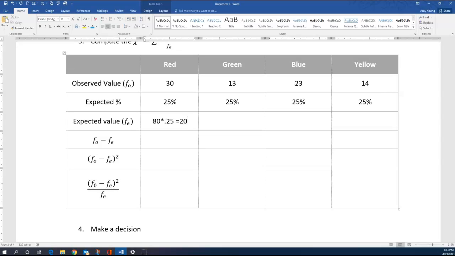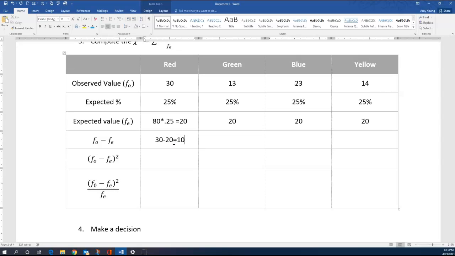Now, since the expected value for each one of these is the exact same because our percentage is the exact same, every one of these is going to be 20. We expect it to be even across the board, that all infants evenly like them. Okay, so the next thing we're going to do is subtract. Remember, it's always going to be your observed value minus your expected value. So on this first one, it would be 30 minus 20, which would give us 10.